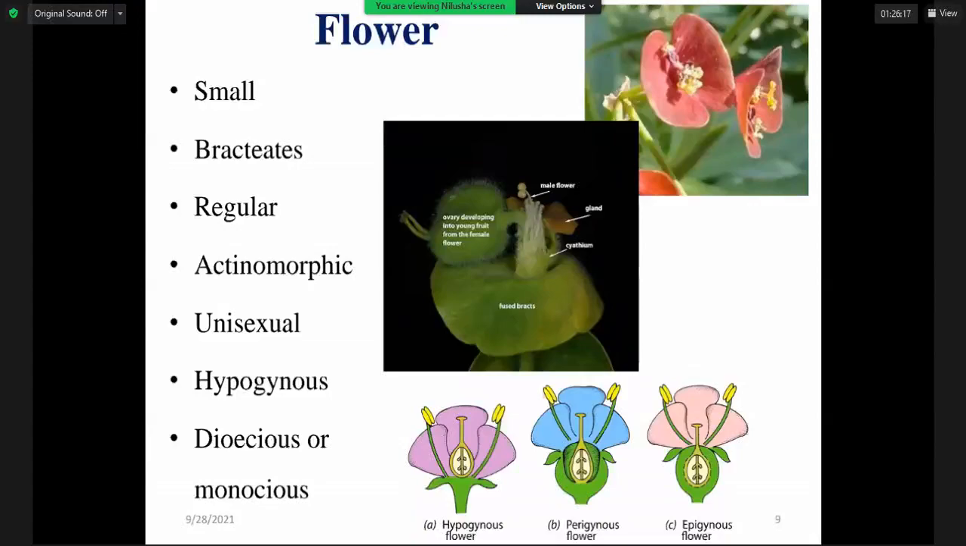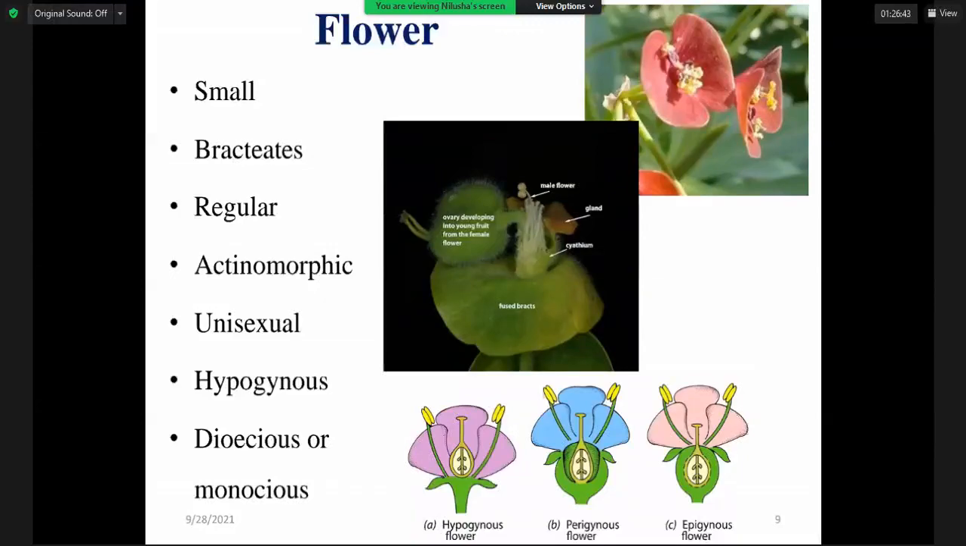And this flower is a regular flower. That means petals and sepals are similar in shape and size, and these are arranged around the center of the flower. Next one is actinomorphic. Actinomorphic means that the flower has many axes of symmetry.